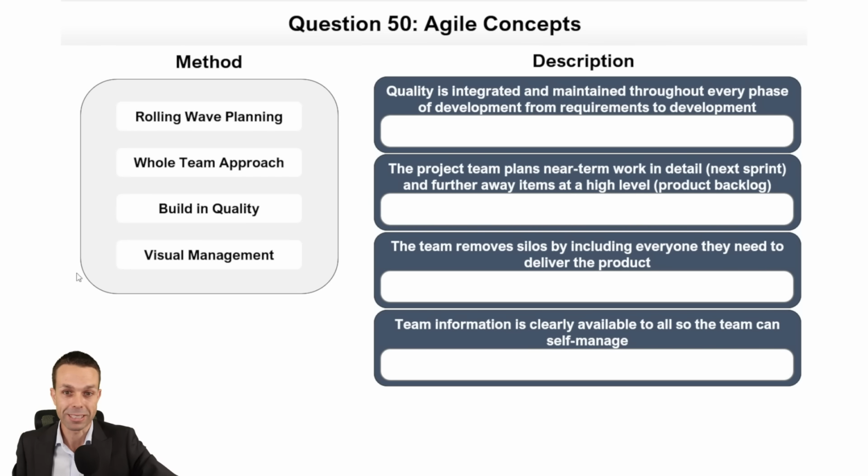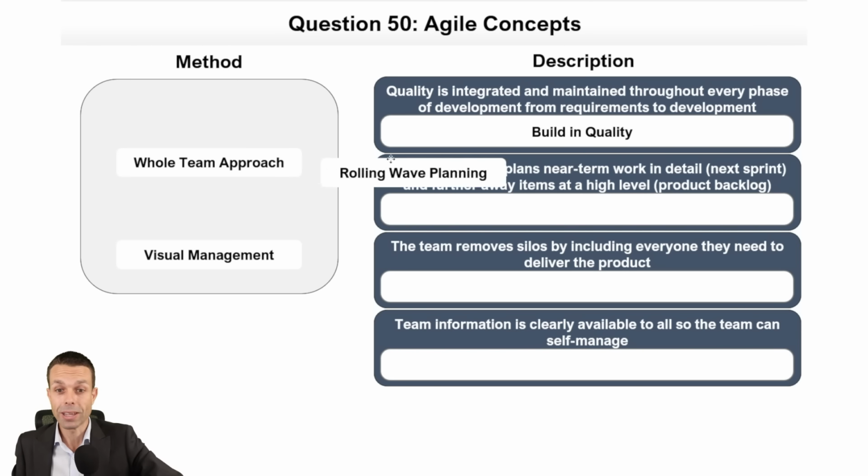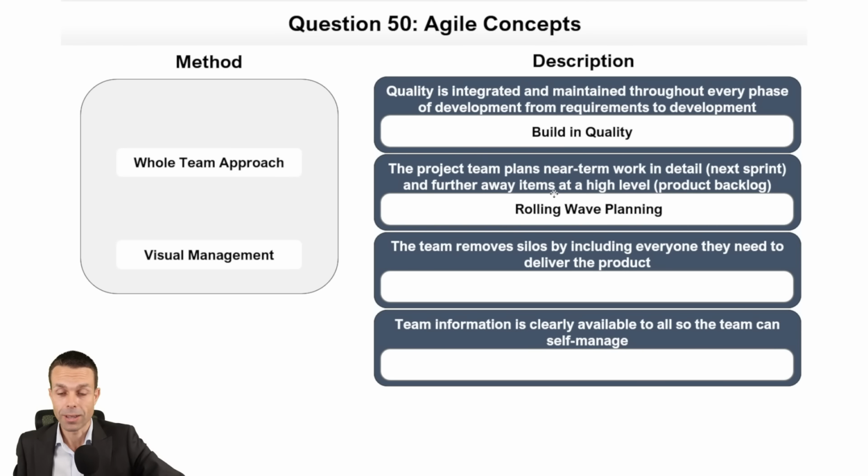So this is perfect. Quality is integrated and maintained throughout every phase of development. From requirements to development, we are building in quality at every step. The project team plans near-term work in detail and further away items at a high level. They are rolling wave planning. So that's what we describe that. And you'll see that concept come up pretty much everywhere. There's always rolling wave planning going on.